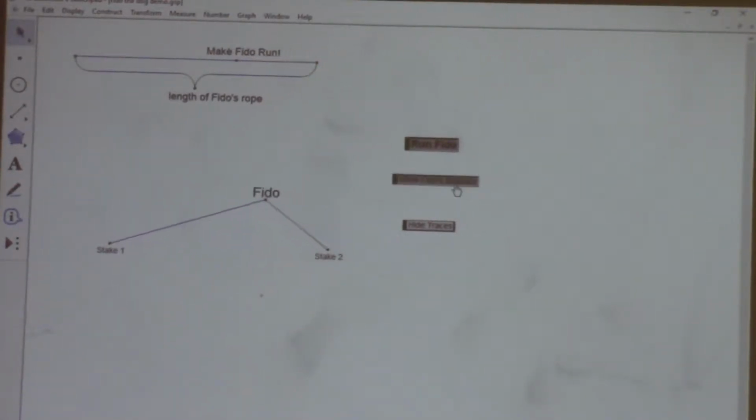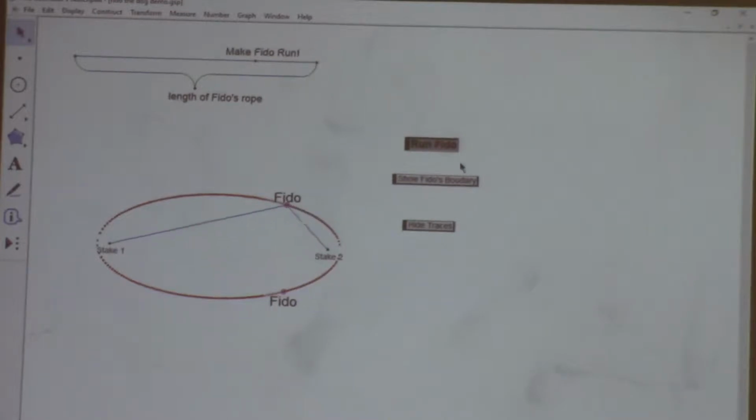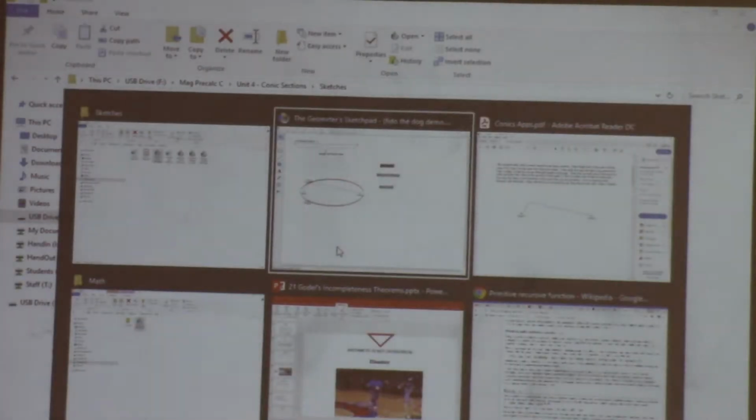Also, I can click on this and it will show the boundary as the points get traced around. Cool? And indeed it's an ellipse. That's impressive, but it gets better.